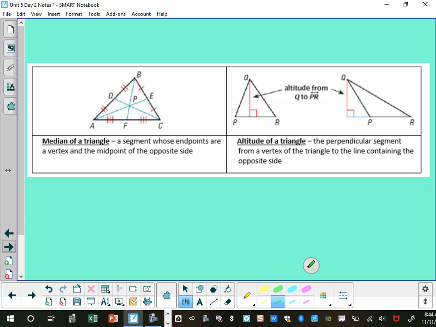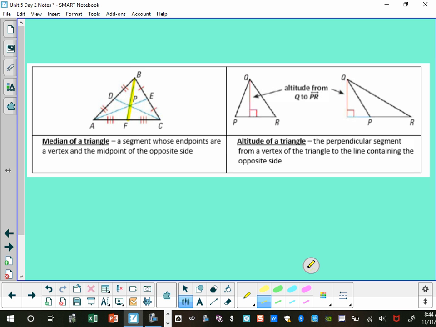All right, next we have the median and the altitude. Okay, these are very similar, but very different at the same time. Your median is a segment whose endpoints are a vertex and a midpoint of the opposite side. So a median is going to be in the middle, which is point F, and it goes up to the vertex. Even though that line is slanted, it does not matter. It is still a median because it's going from the vertex to the midpoint.